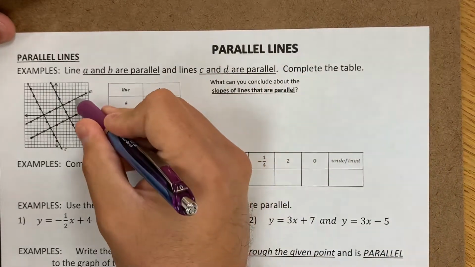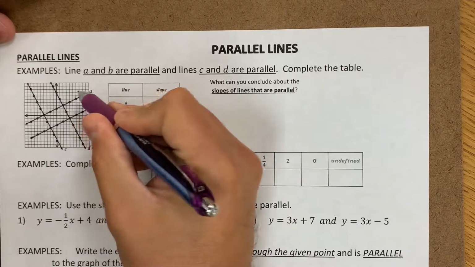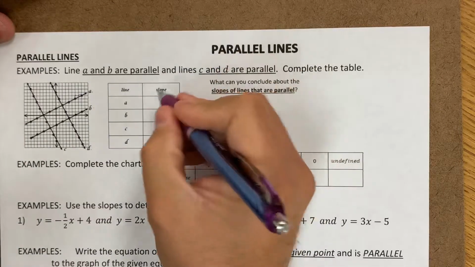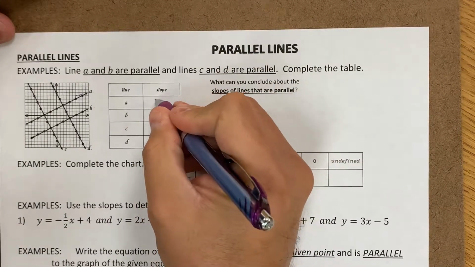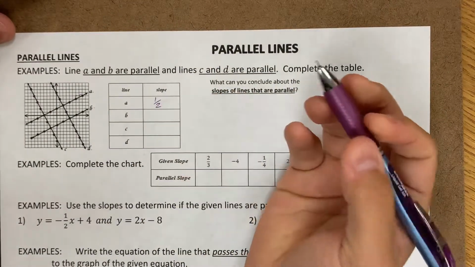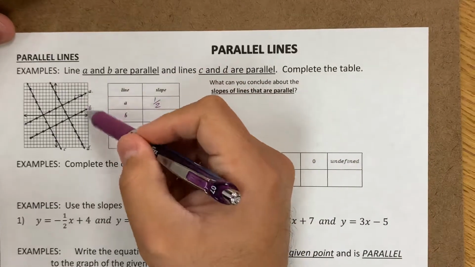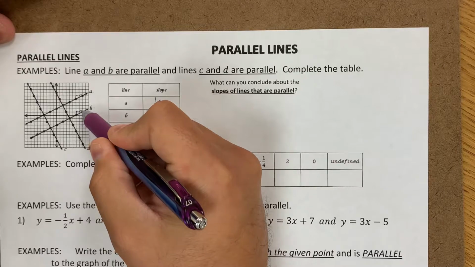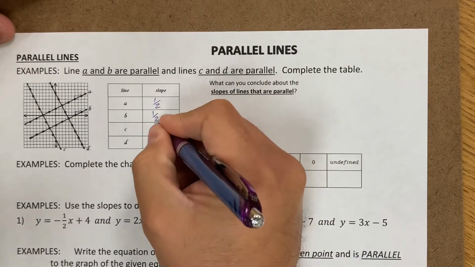So line A, we're going to do rise over run. Go up 1, right 2. So our slope for line A is 1 over 2. Now let's look at line B, which is parallel to line A. Up 1, over 2. 1 over 2.